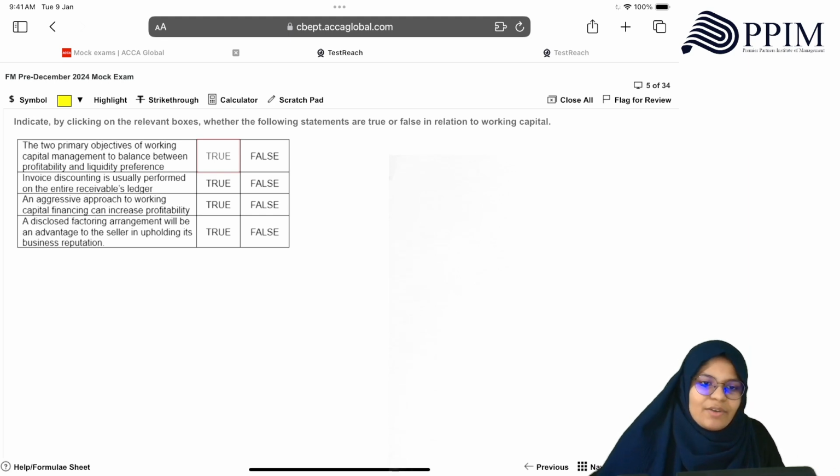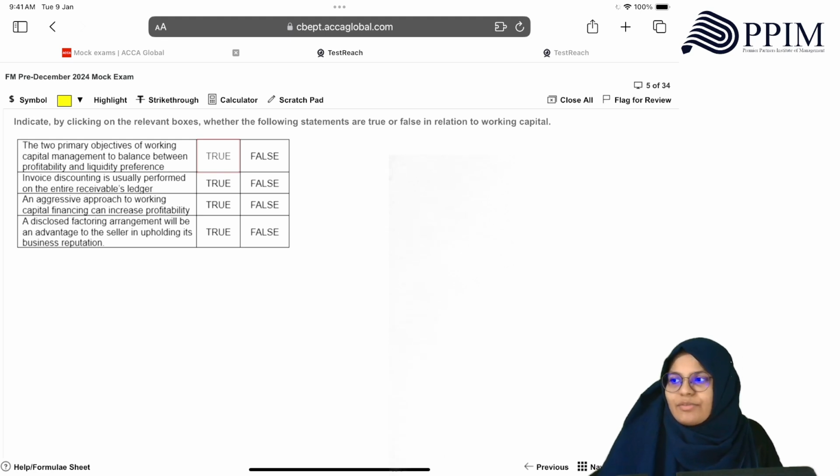Then the next one is invoice discounting is usually performed on the entire receivables ledger. Invoice discounting, if you remember, if you have a lot of invoices, meaning you have sold the goods, people have to pay you, right? So you have issued the invoice, you have so many invoices, let's say 10 invoices, you want the cash immediately. But obviously the customer is not going to pay you immediately, right? Because you gave a credit period. Now what you can do is you can take those invoices and show it to somebody called an invoice discounter, keep that as a guarantee and take a loan, a short-term loan, right?